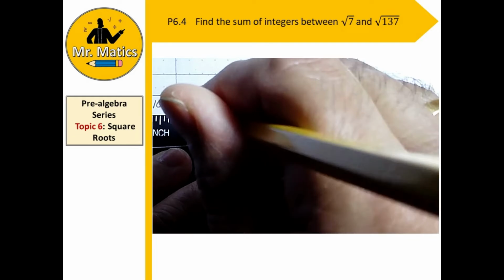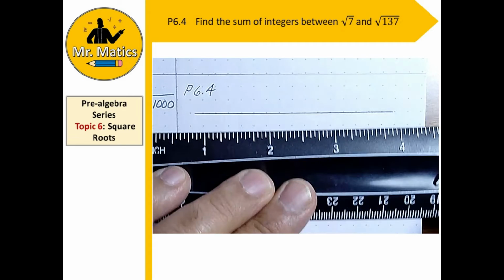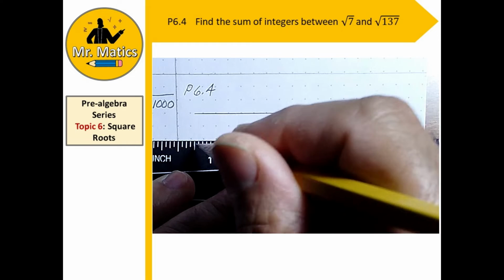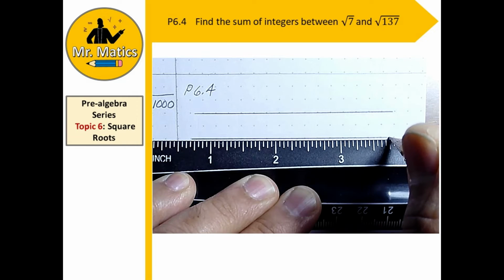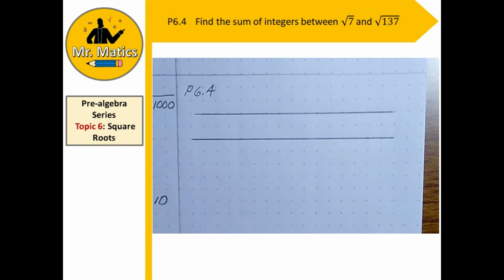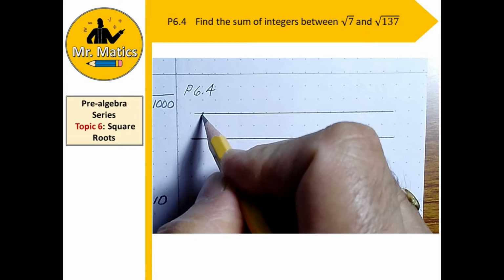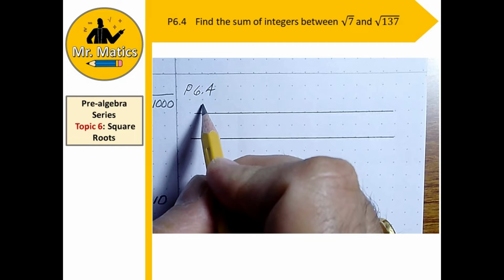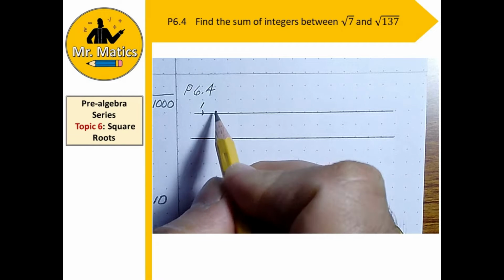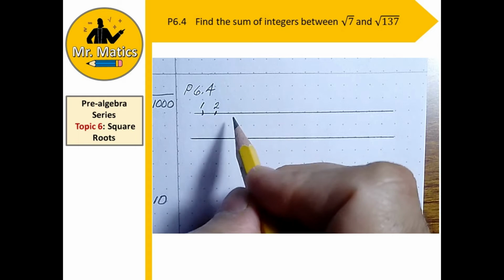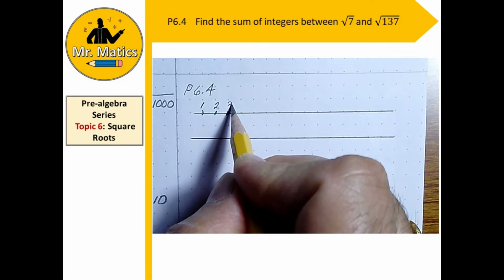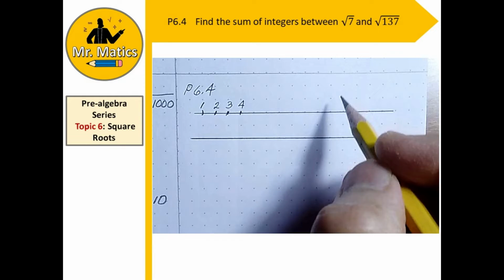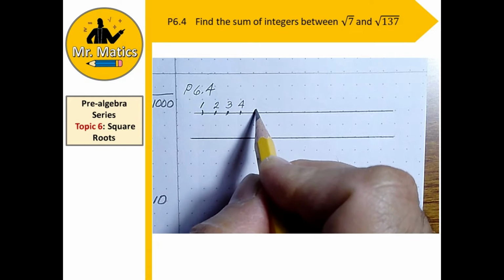The good thing is that these numbers are fairly small numbers. So let's draw two number lines, in fact. The top one is the number line for integers. So 1, then 2, 3, 4, and so forth. And we'll continue like that.